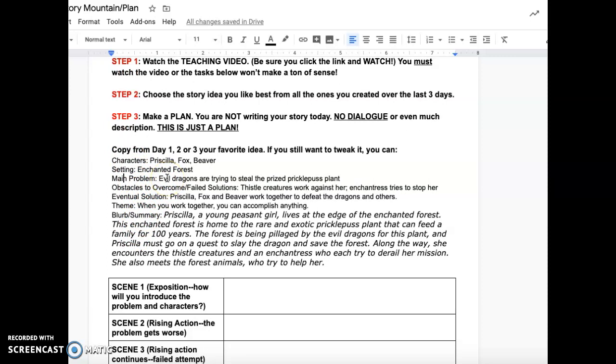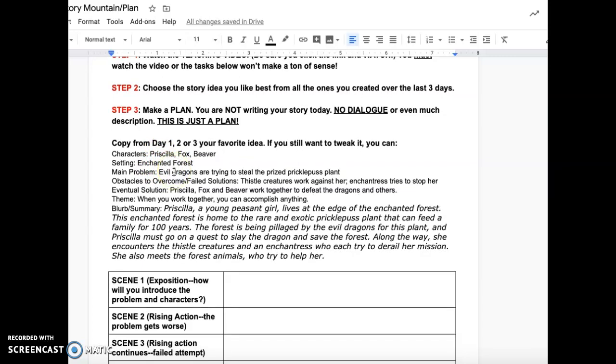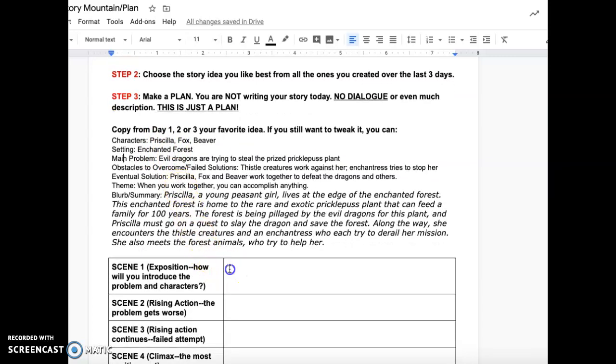I picked the story about the environment with my characters and my setting of the forest, and I'm going to jump right now into my scene 1. So now is where I'm thinking to myself, how will my story get off to a start? How am I going to start my story about Priscilla having to overcome this dragon? Well, I think that Priscilla's parents, gosh, I can't type, parents send her to the forest to collect the Pricklepus plant. I'm just going to call it that.